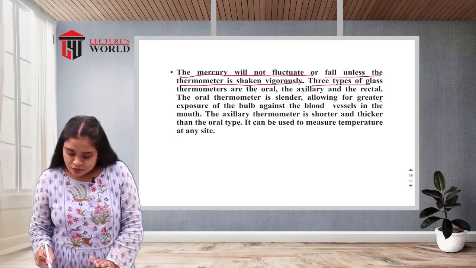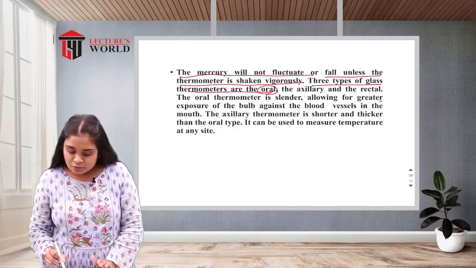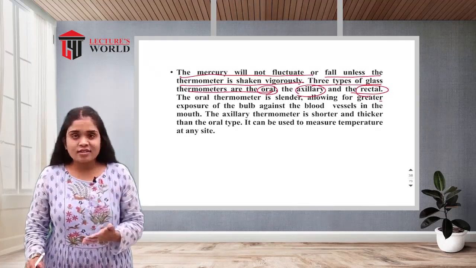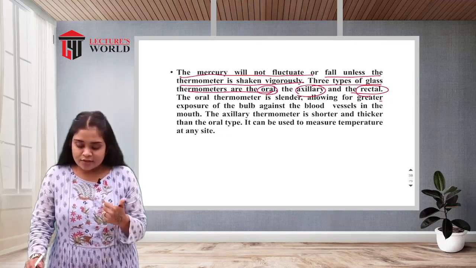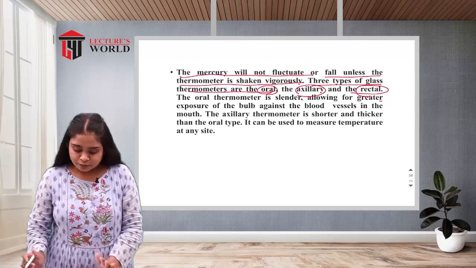Three types of glass thermometer are the oral thermometer, axillary thermometer and the rectal thermometer. These are the subdivisions of the glass thermometer. The first one is the oral, the second one is the axillary and the third one is the rectal thermometer.